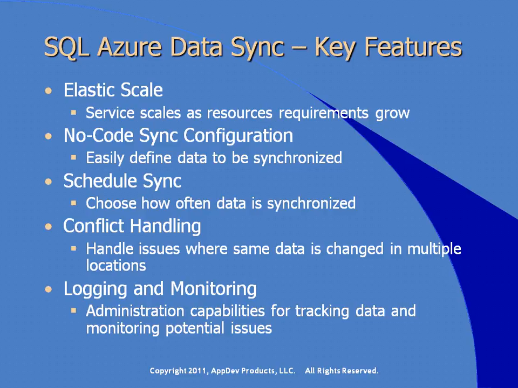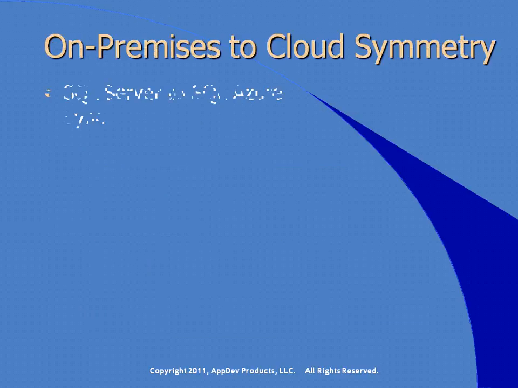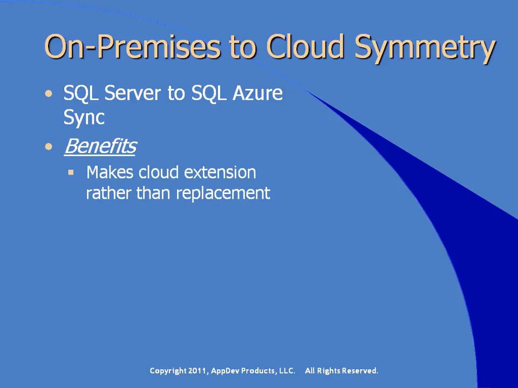Now, right now, this is in CTP, but you can get to it through the SQL Azure Labs website. Right now, the SQL Azure Data Sync lets you sync at a table level, but they're talking about providing, by the time of the release, the ability to synchronize at a column level. So again, you can do on-premise to cloud. I can sync SQL Server to SQL Azure, and the benefits include making cloud an extension rather than a replacement.